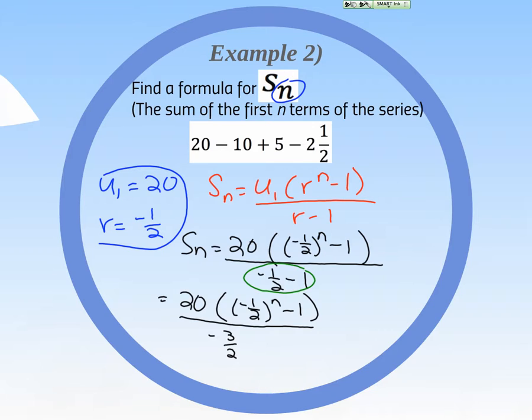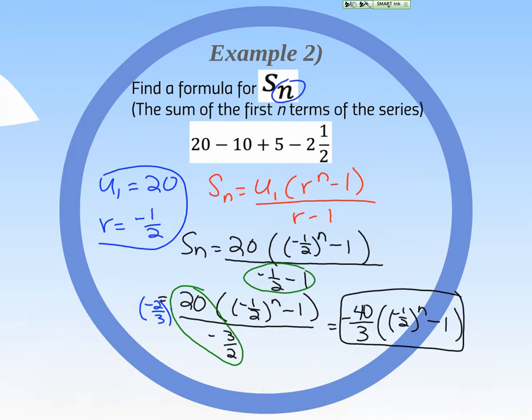I can actually divide that. So I can do 20 divided by -3/2, which is the same as multiplying by the reciprocal. So I can multiply by -2/3. So what happens when we multiply that? -2 times 20 is going to be -40. So I have -40/3, and then my parentheses is all still the same. I did not do anything to that. So that's really as simplified as that one gets.